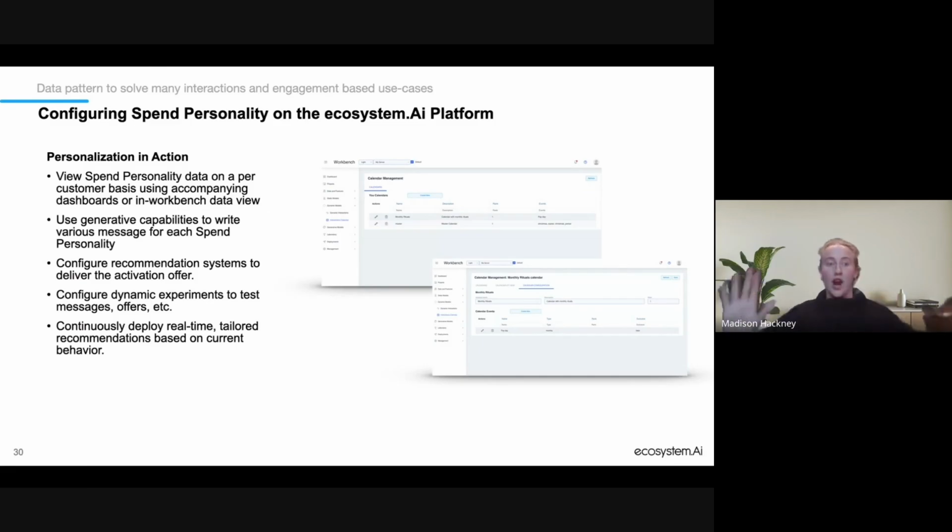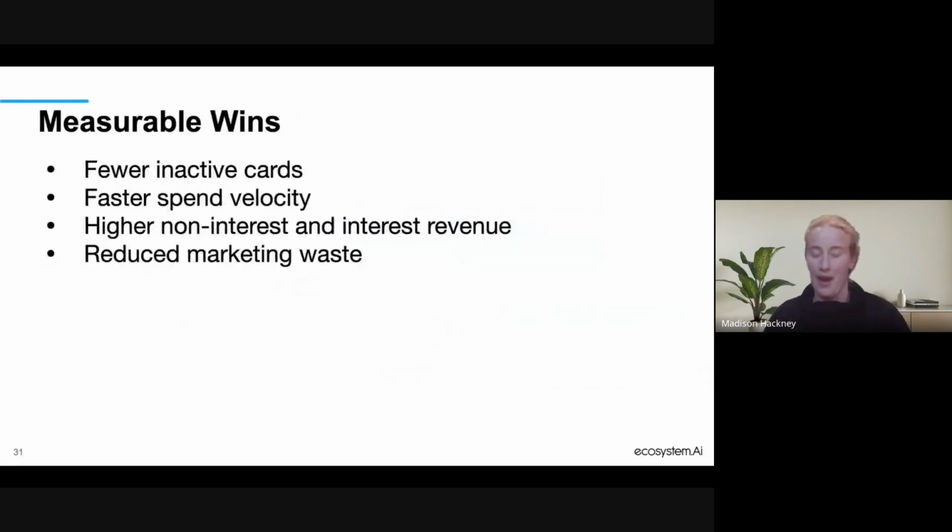We've covered credit cards, we've covered spend personality and the application of it all, and now we want to look at the impact of the measurable wins. So number one, if you have inactive cards and you make the right offer at the right time to the right customer, they're going to activate and start spending because it resonates with them. There's also that faster spend velocity, and your customers start transacting a lot more frequently earlier on. We always talk about making money, saving money, and protecting money. When you have more active cards and more active spenders, you get higher non-interest and interest revenue.